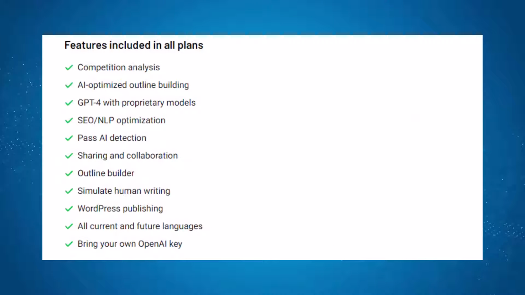Now let's talk about the features included in all of these plans. You get a competition analysis, AI-optimized outline building, a ChatGPT-4 proprietary model, SEO NLP optimization, pass AI detection, sharing and collaboration, outline builder, simulate human writing, WordPress publishing, all content and future languages, and you can even bring your own OpenAI key. Now let's dive into KWHero pricing.